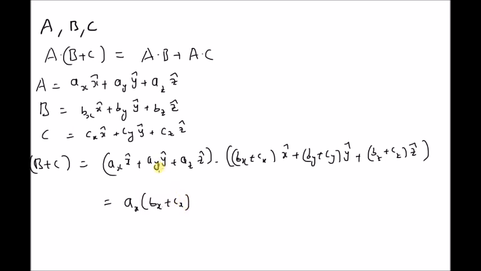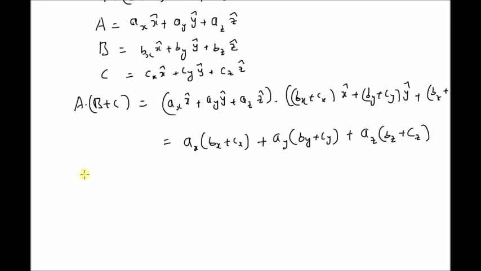And similarly for y hats, only the dot product with the other y hat is 1, and dot products with x hat and z hat are zeros. So we have ay into (by plus cy). And finally we also have az into (bz plus cz), since the dot product of z hat with z hat is 1, and z hat dot x hat and z hat dot y hat are zeros. So we have this final sum of the products.